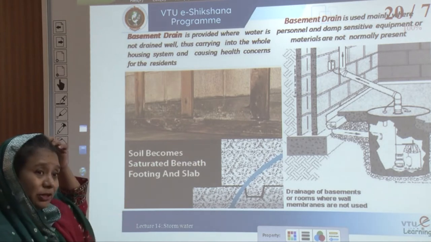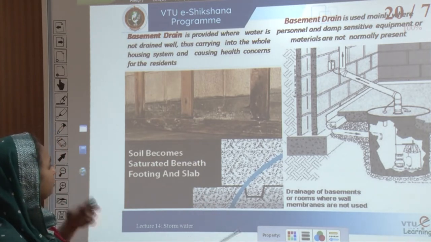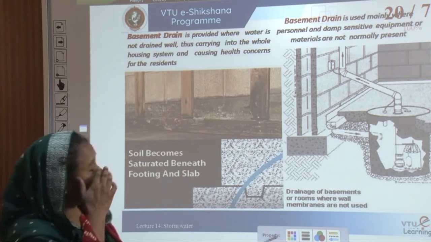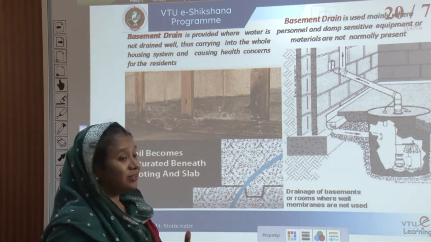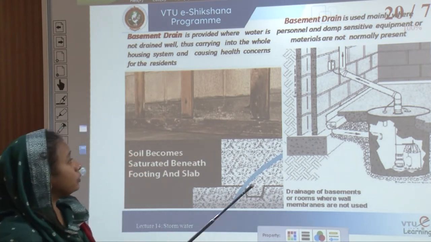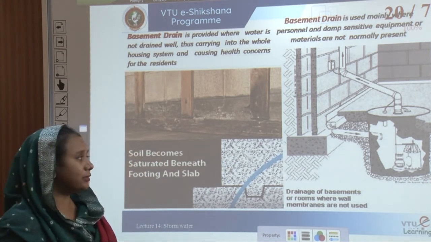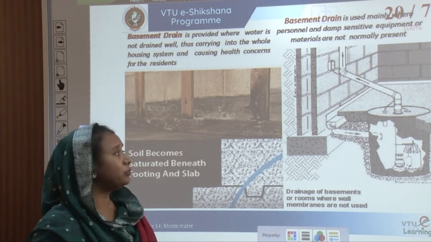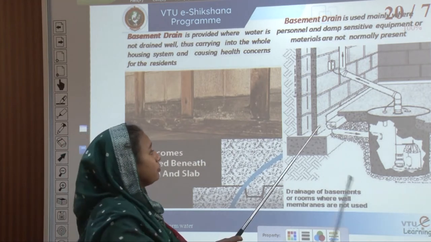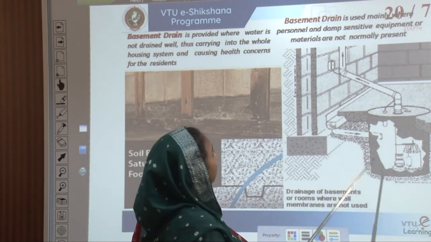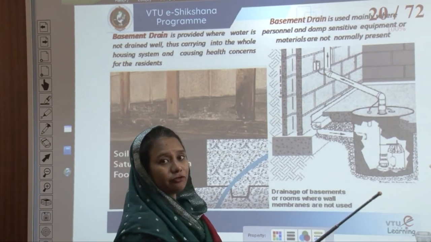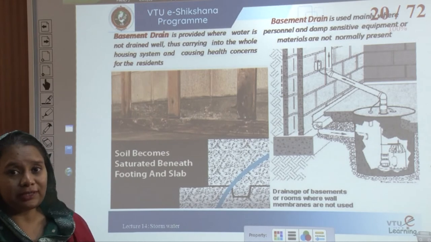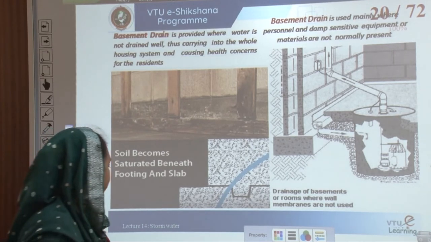Here in the basement, the soil starts becoming saturated below the footing as well as the sump. So you have to be very sure in terms of how you are going to select the equipment there. There are not going to be normal materials there. Drainage of basements or rooms where wall membranes are not used is equally important for us. So if a basement is provided, we have to always think about providing the right kind of damp-proofing equipment, which is not normally present for buildings at ground floor level.